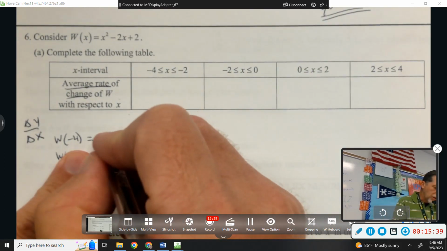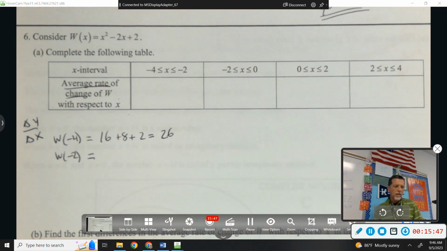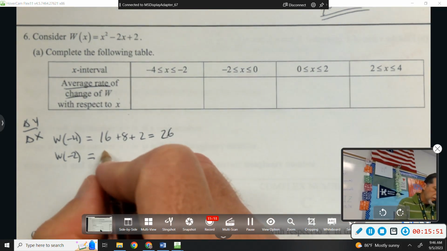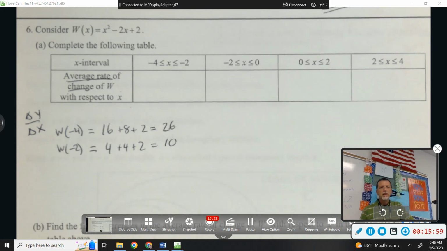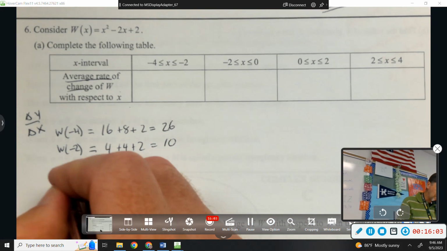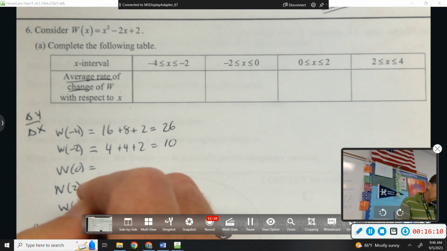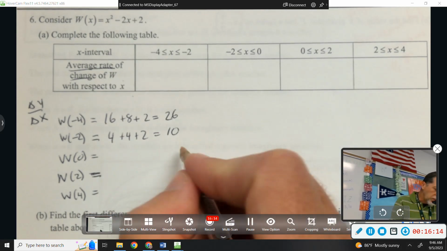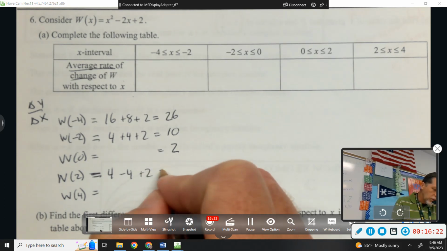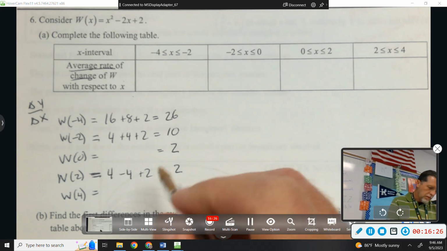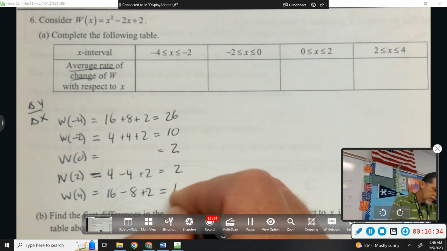Let's see, how much can we skip at once? 16 plus 8 plus 2 is 26. W of -2 would be 4 plus 4 plus 2 is 10. You know what? While I'm on a roll, I'm going to go ahead and do all of those because they're spaced evenly. So W of 0, W of 2, and W of 4. W of 0, that's the easiest it gets. W of 2, 4 minus 4 plus 2 is 2. I wonder if W of 4 is going to be 10. 16 minus 8 plus 2 is 10.